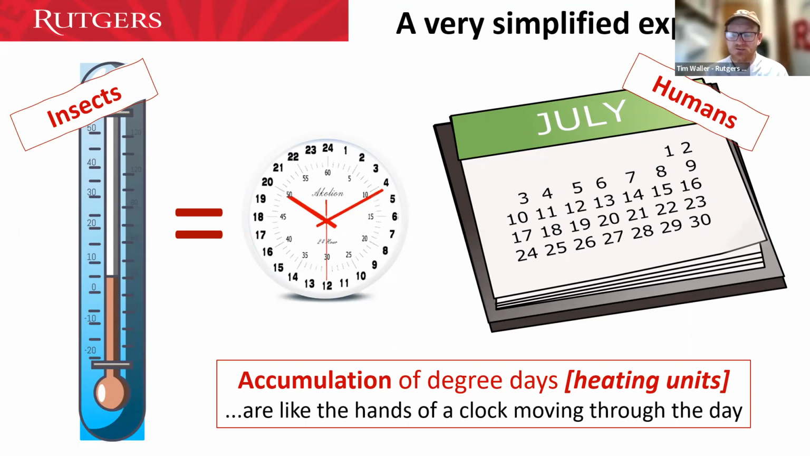So growing degree days, the best way to think of this is that humans, it doesn't matter if we are in Ecuador or Antarctica, we are still going to age at the same rate. However, if you take an insect and put them at those two locations, they will age completely differently. And it's because most insects need these heating units to move through their life, just like the hands of the clock move us through the calendar. And we're accumulating these thermal units.